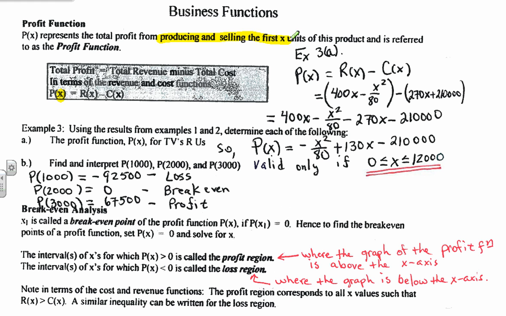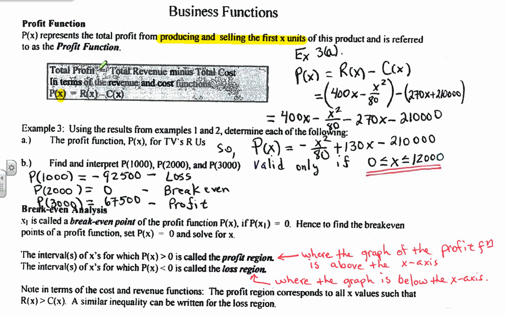In fact, it's the first X units that are produced and sold. It's not quite the same X that's used for the total cost function. There, X represents the total cost of producing the first X units. At any rate, let's continue here with the example.